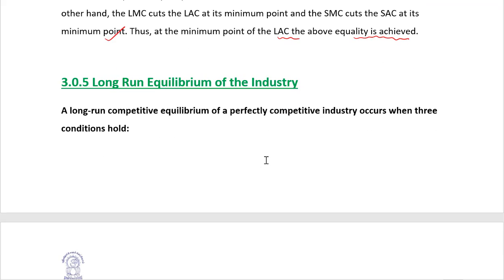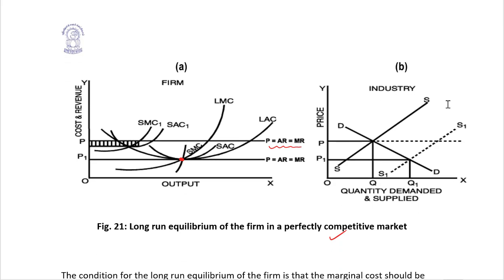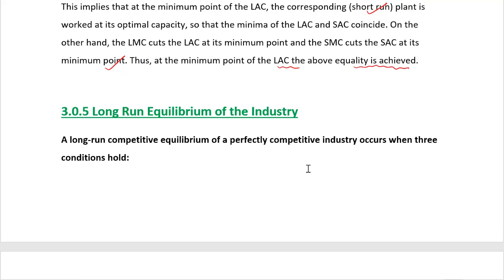The next is long run equilibrium of the industry. What will happen in long run equilibrium of the industry? Just see it over here. As the new entrants have entered the industry, the supply has increased, and the demand remains constant. Because the supply has increased, the price will fall from P to P1. The price will fall from P to P1 and everyone will have what? Normal profits. Nobody will enjoy abnormal profits.